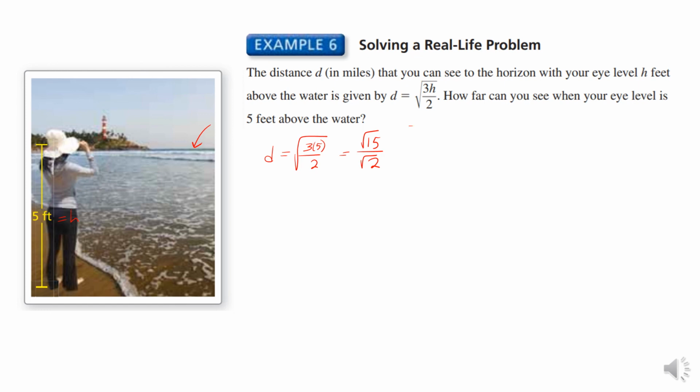So I'm going to rationalize this. I get the square root of 2 over the square root of 2 is the square root of 30 over 2. But that's not really an answer because if someone asked you, how far can you see? You wouldn't say, oh, I can see the square root of 30 over 2. Nope, you're going to calculate it out, and it comes to approximately 2.74 miles. And there you go.